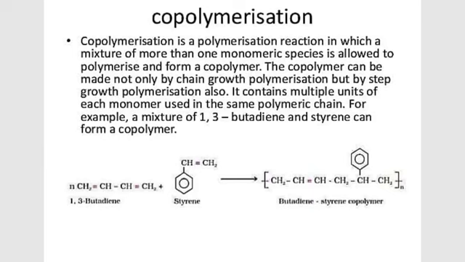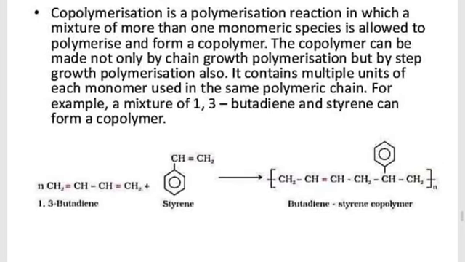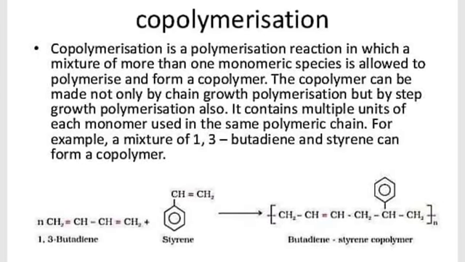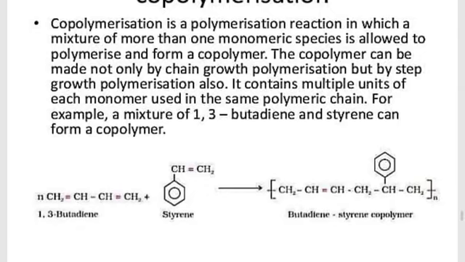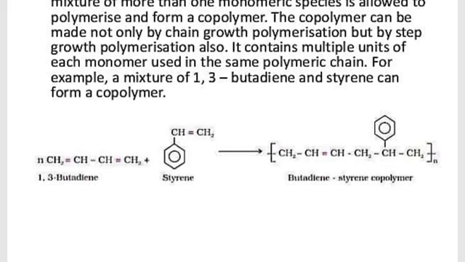Now the next topic that we can discuss is copolymerization. What is a copolymer? A copolymer is made of different monomer units which may undergo addition or condensation. So copolymerization is a polymerization reaction in which a mixture of more than one monomeric unit is allowed to polymerize and form a copolymer. The copolymer can be made not only by chain growth but by step growth, that is, it can be addition or condensation. It contains multiple units of each monomer in the same polymeric chain.